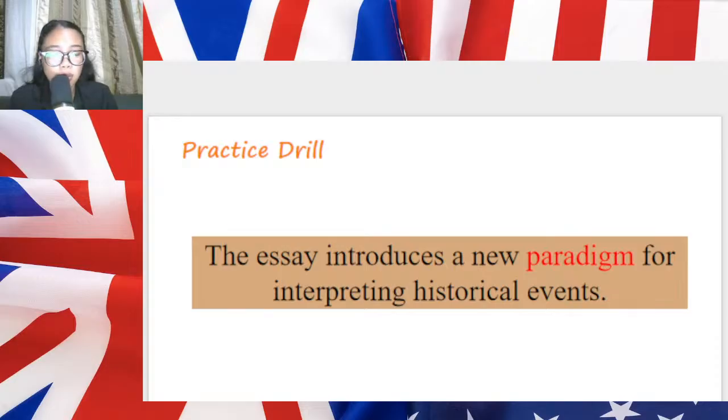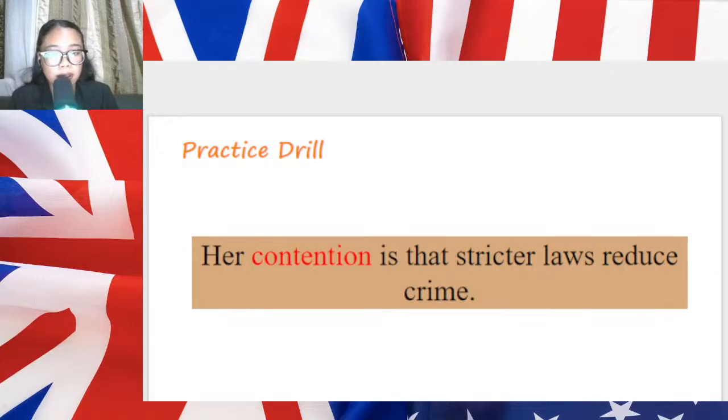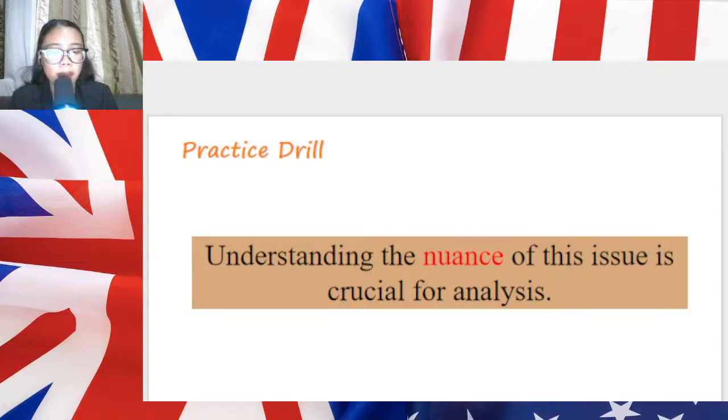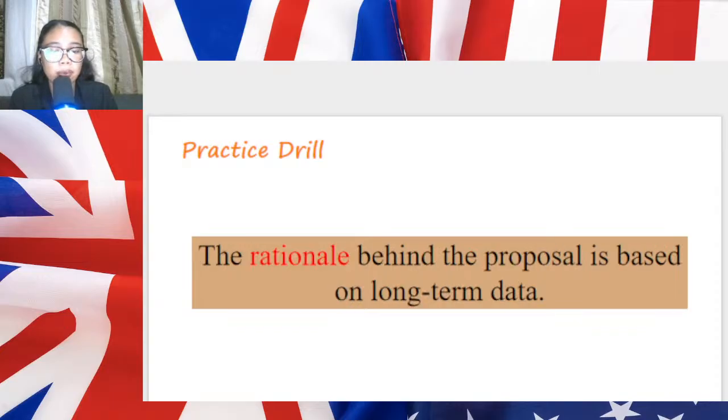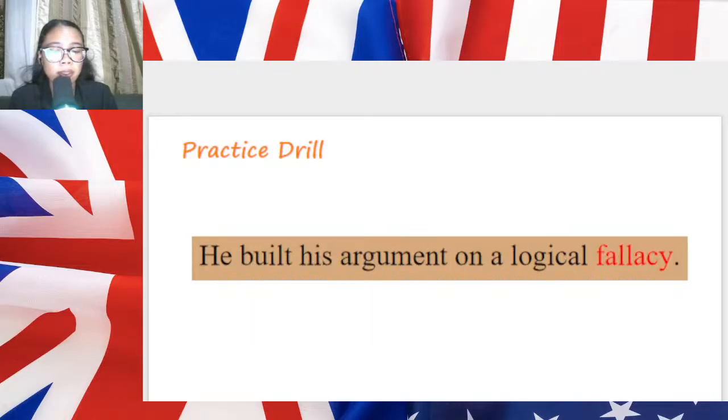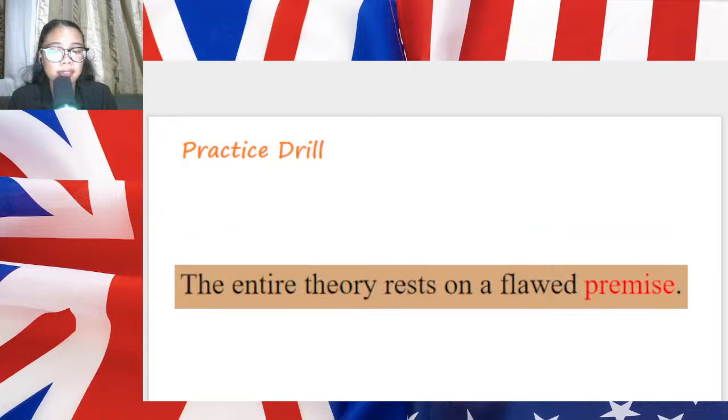The essay introduces a new paradigm for interpreting historical events. Her contention is that stricter laws reduce crime. Understanding the nuance of this issue is crucial for analysis. The rationale behind the proposal is based on long-term data. He built his argument on a logical fallacy. The entire theory rests on a flawed premise. All right. So those are the first set of words.